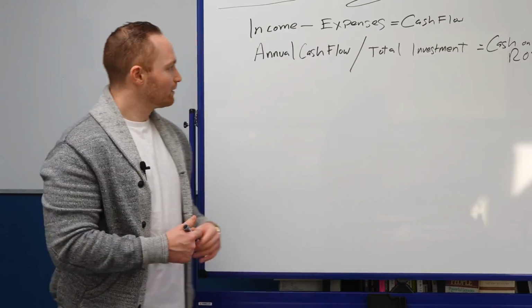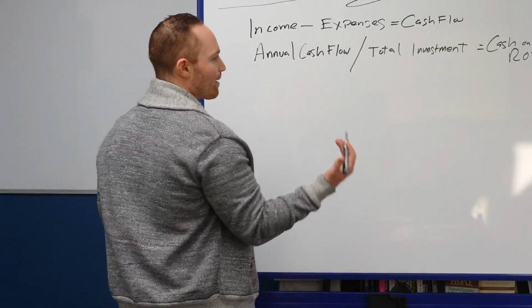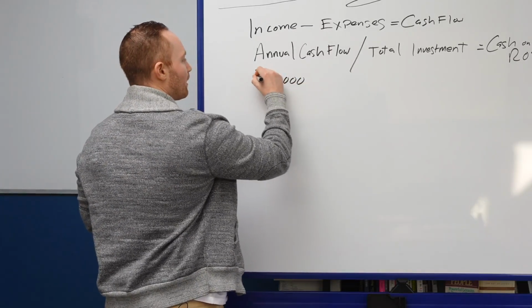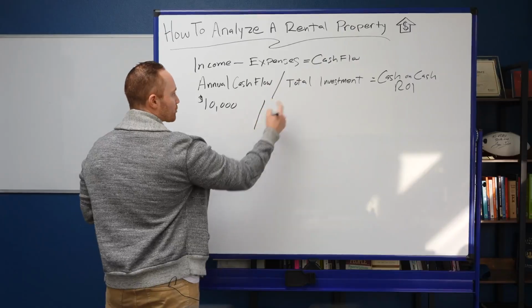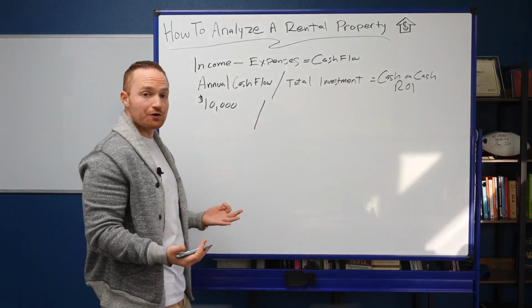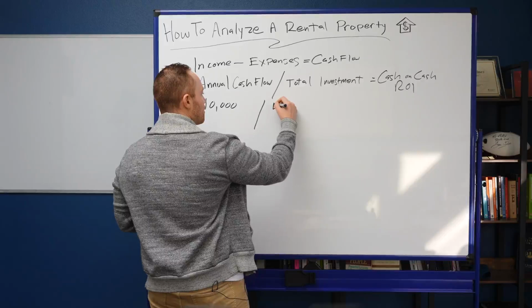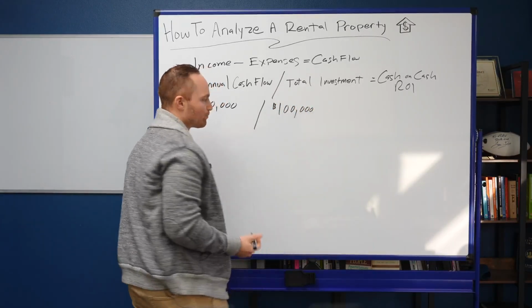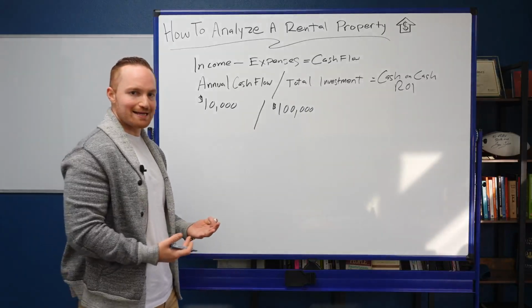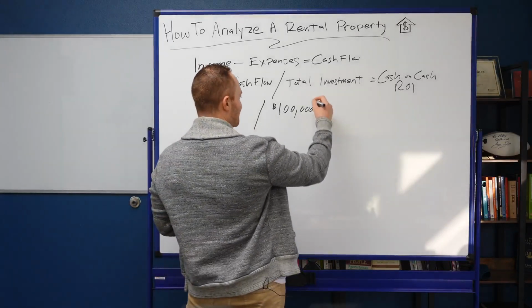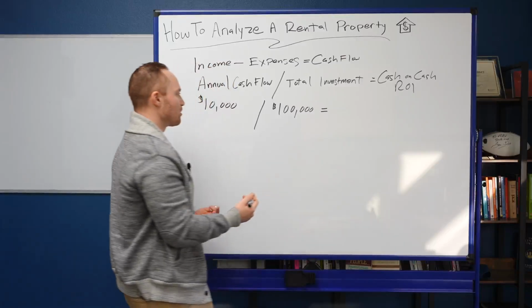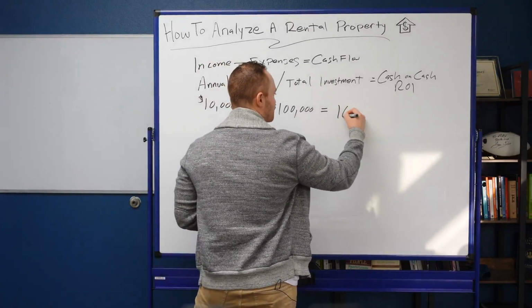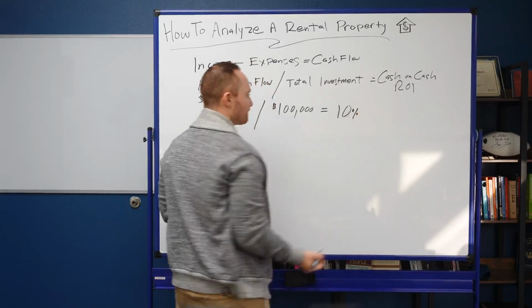So for example, let's just say that you have a property that is producing $10,000 of annual cash flow. And then your total investment was $100,000, right? So this means that maybe you bought a $400,000 property, you put about 25% down, and your total investment is $100,000. So you can do the quick math. You don't need a calculator for this one. That's about a 10% cash on cash return, okay?